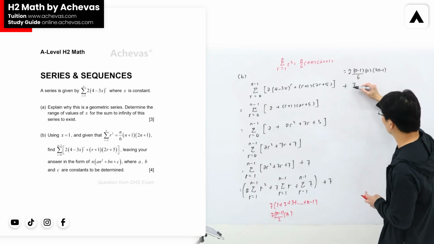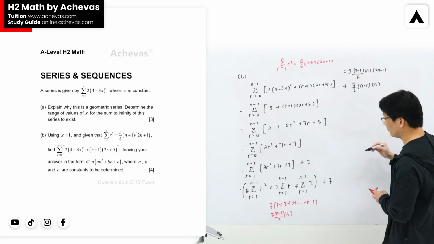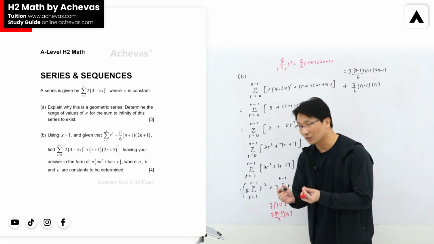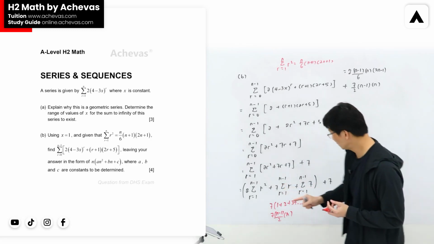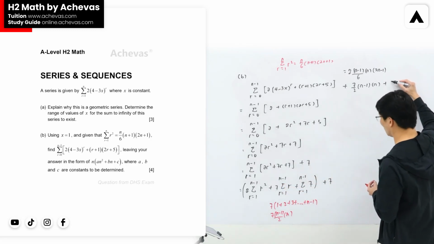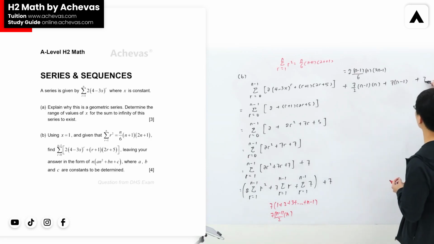So I will know that this second term here, maybe I'll just write it vertically downwards, will be 7 over 2 times n minus 1 times n. And this is just a constant. The constant is the value of the constant multiplied by the number of terms, which is given to be n minus 1. So I have 7 times n minus 1, and we still have that plus 7 at the side.